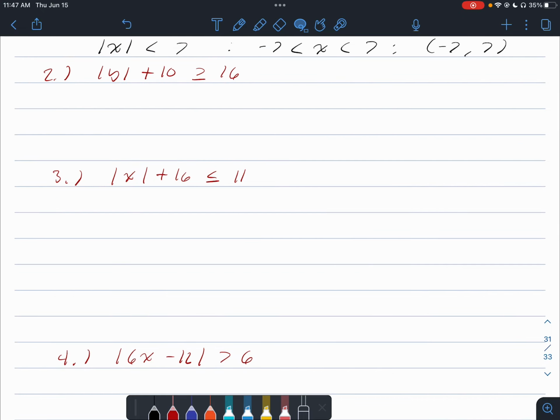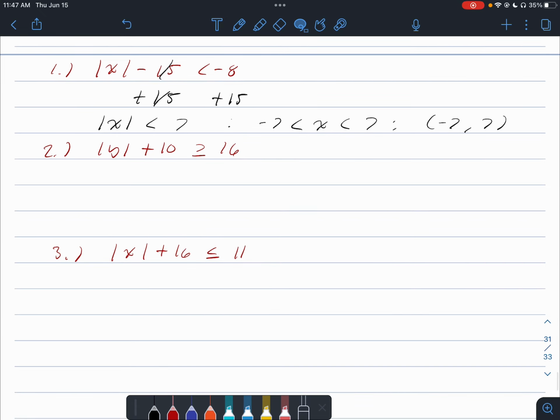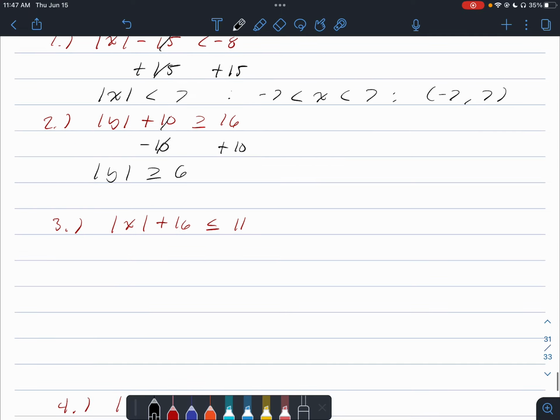Okay, let's take a look at this one. We have the absolute value of y plus 10 is greater than or equal to 16. So let's take 10 away. So now we have the absolute value of y is greater than or equal to 6. So here what we're looking at is we want all values of y whose distance from 0 is greater than or equal to 6.